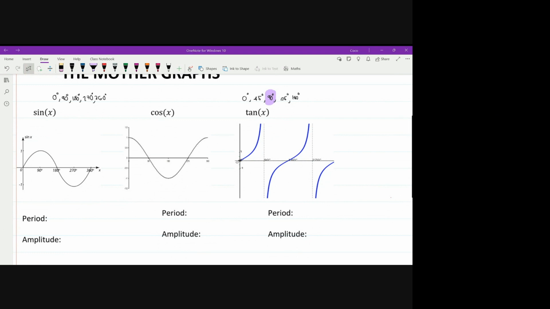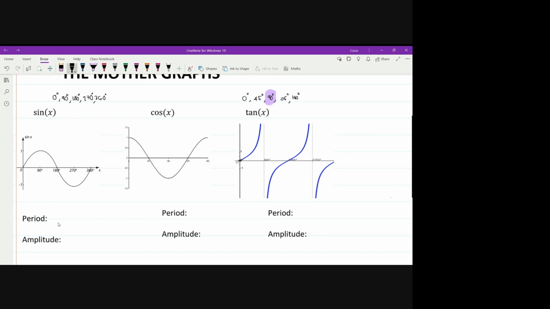Ma'am, is it not 180? What is the period? Let's start there. What does the period actually show us? How long it takes my graph to make a full wave? Correct. How many degrees does it take my graph to make a full wave? How many degrees are we looking at there? 360 degrees. Beautiful. Nicely done. Okay, so the period of my sine graph is going to be 360 degrees.